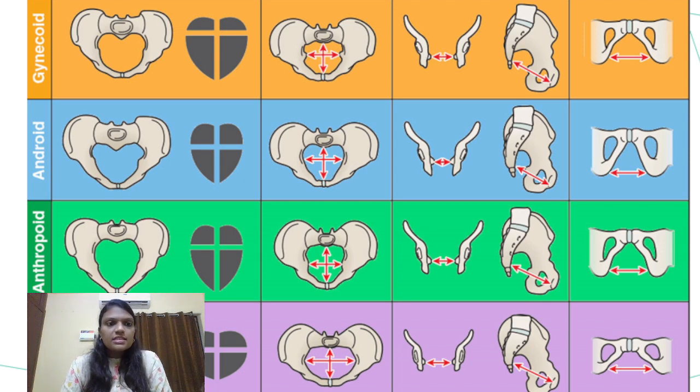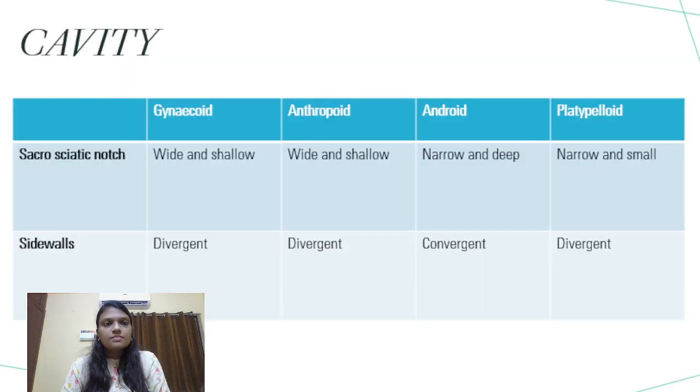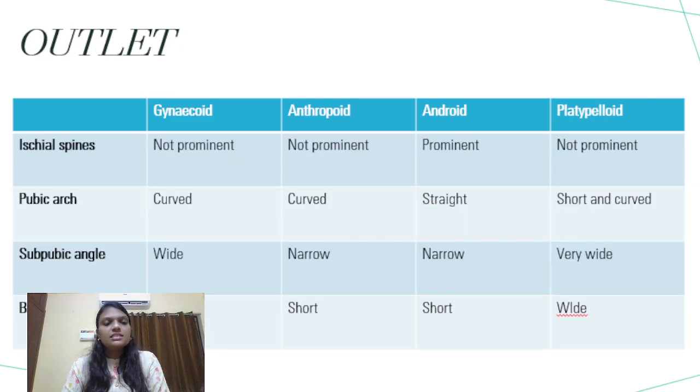And let's see about the side walls. The side walls are divergent in gynecoid, anthropoid and platypelloid, whereas in android, the side walls are convergent. In all the other types of pelvis, the side walls are divergent, whereas in android pelvis, it is convergent. See, this is the difference among the 4 pelvis in the pelvic cavity, that is the mid pelvis. Now we are going to see the differences between these pelvises in the pelvic outlet.